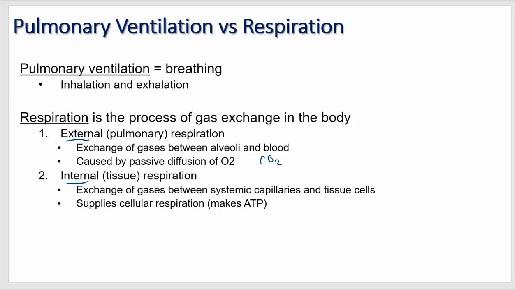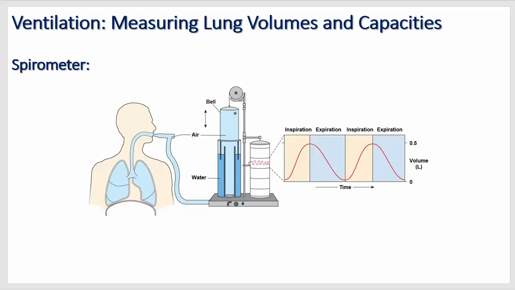Internal respiration is the exchange of gases between the systemic capillaries in the body and tissue cells, and it supplies cellular respiration. And of course, we need oxygen to make ATP. So that's really the main point of getting that oxygen down in there, to run the mitochondria, the powerhouse of the cell. All right, so measuring lung volume. Let's look at these lung volumes and capacities.